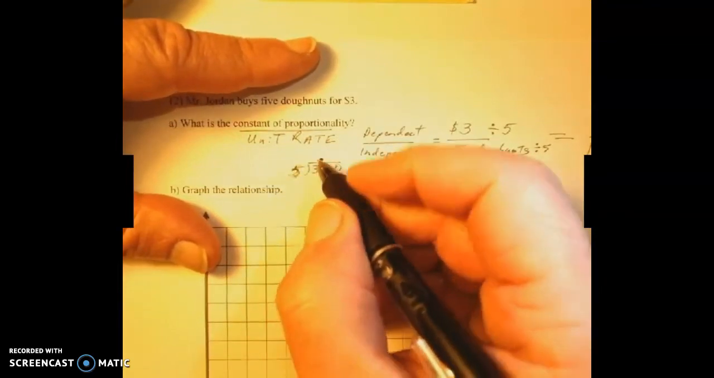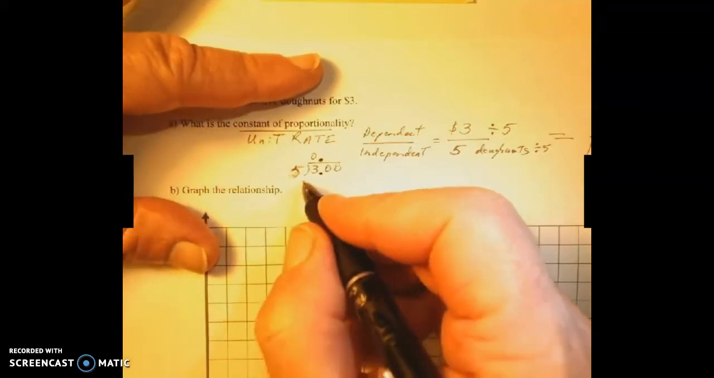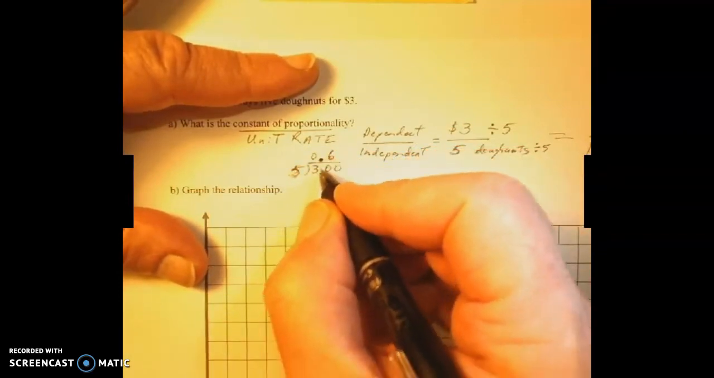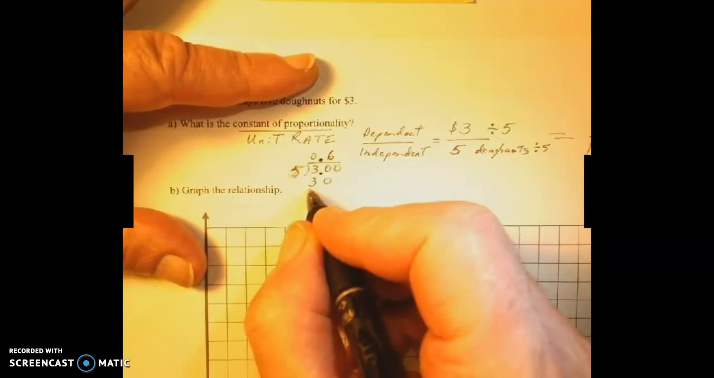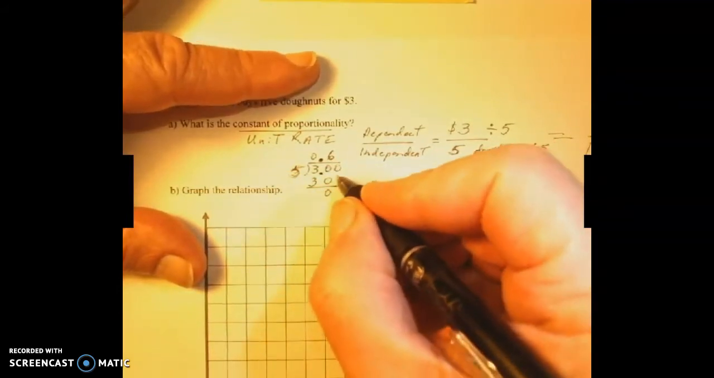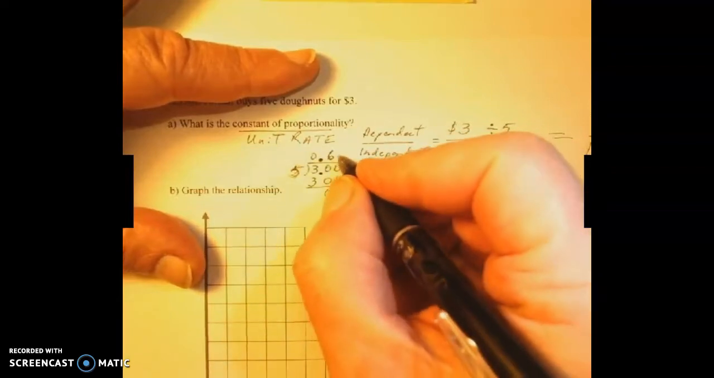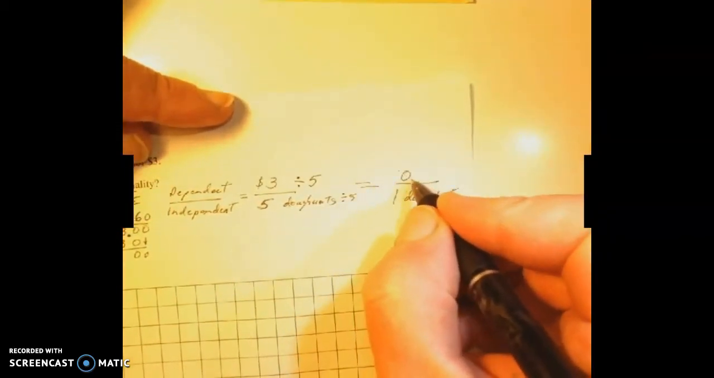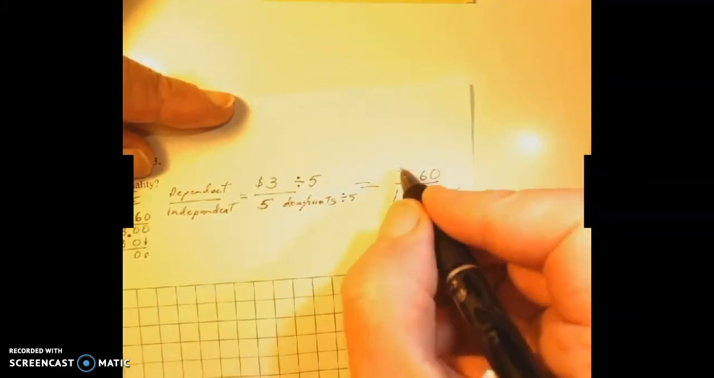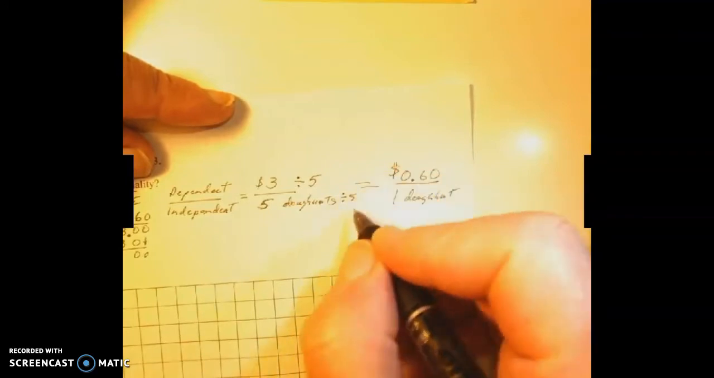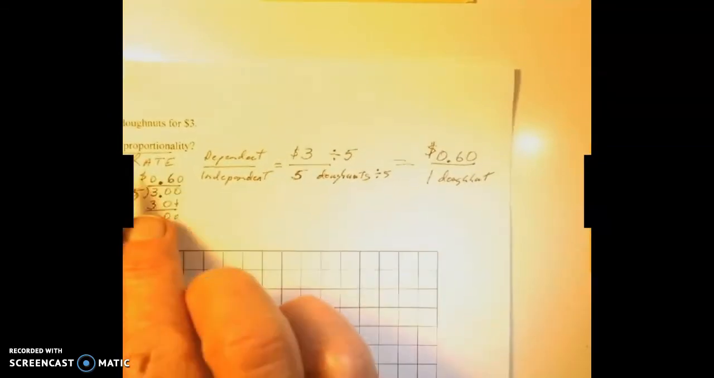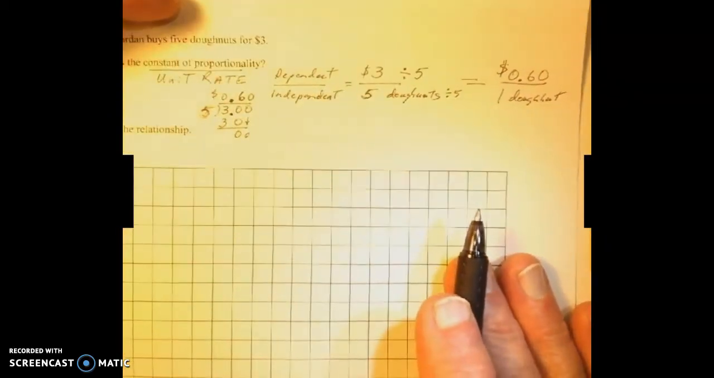And you would say 5 does not go into 3, so put a 0 above the 3. 5 goes into 30 6 whole times. 6 times 5 is 30. Subtract, you get 0. You can bring down your other 0. 5 would go into 0, 0 times, that is it. That is 60 cents. That is our unit rate. I could have left off the 0 in the ones column, but normally I do write that. 60 cents for 1 donut. Alright, that is our unit rate, which is again the same thing as the constant of proportionality.